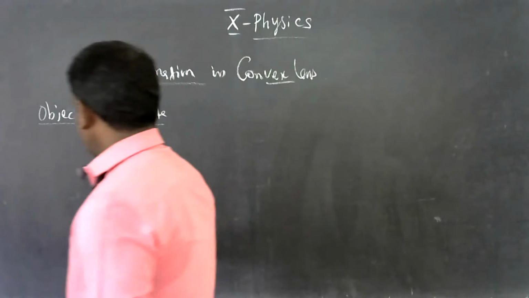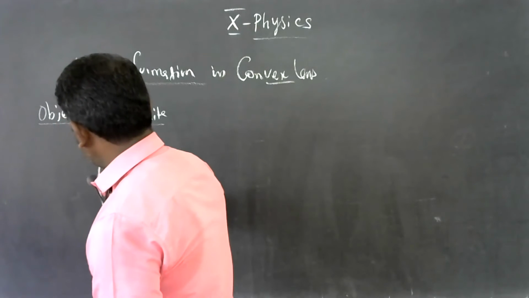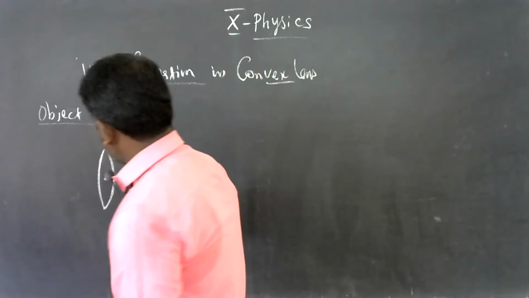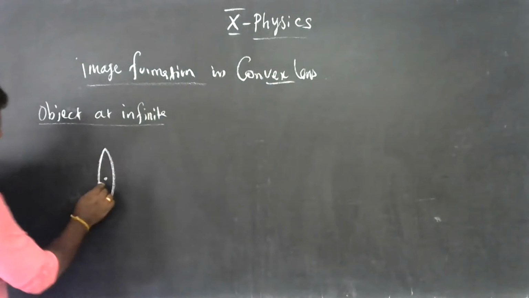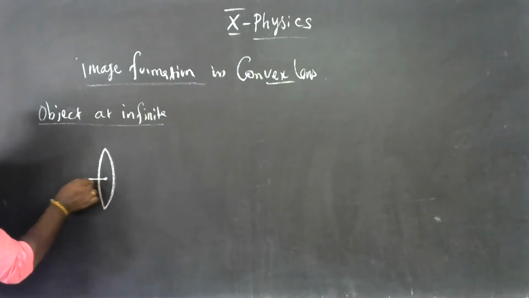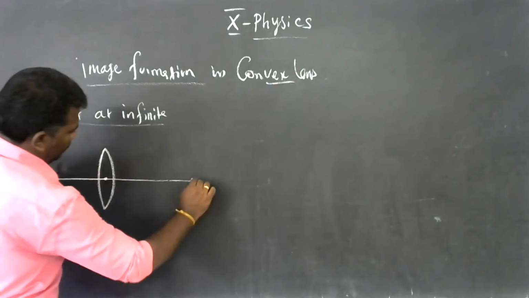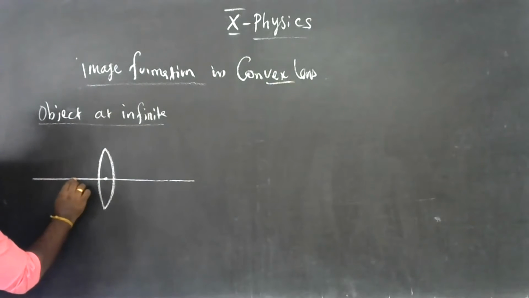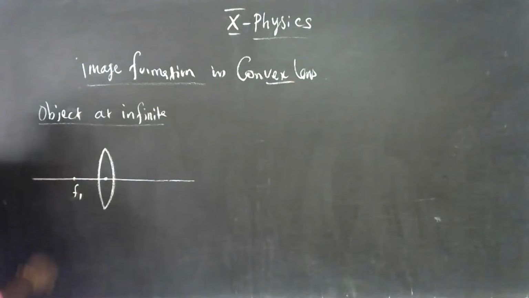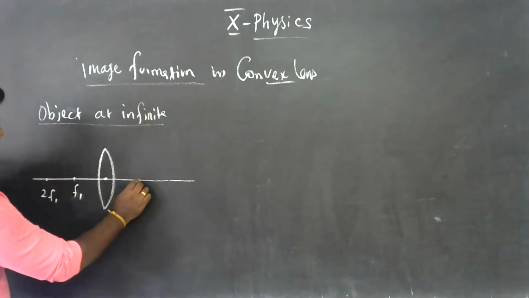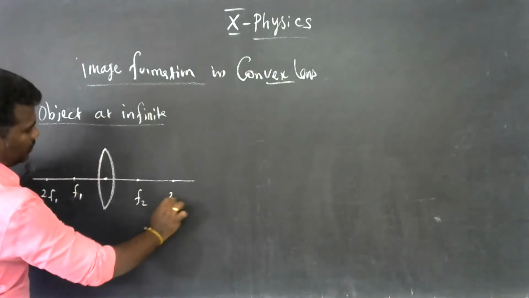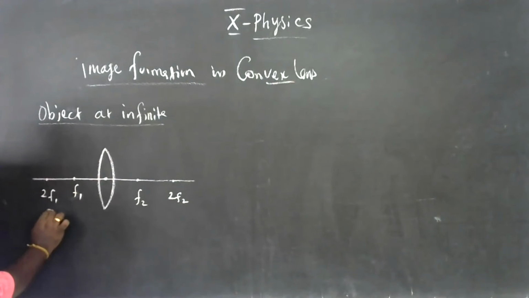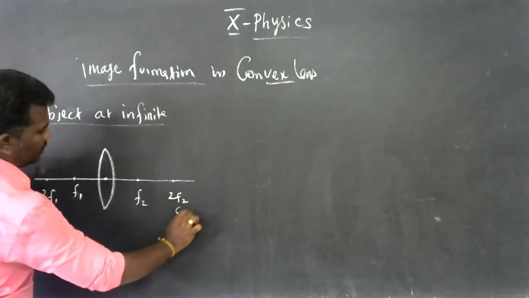Now first of all, I note O, the center point of the lens, as the optical center, and next we draw the principal axis. I am taking this as F1, the focal length of the first surface, and this is 2F1, and here this is F2, and this one is 2F2, or we can note this notation as C1 and this is C2.